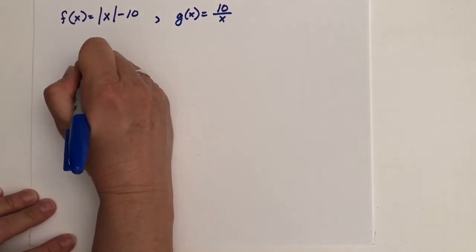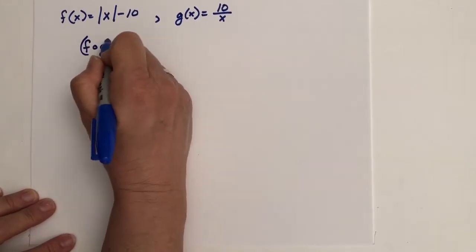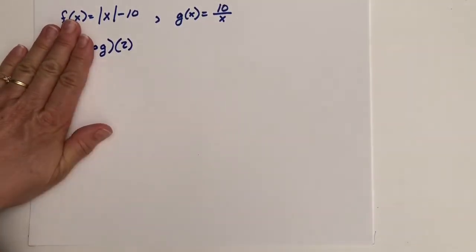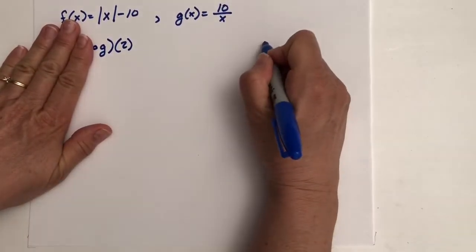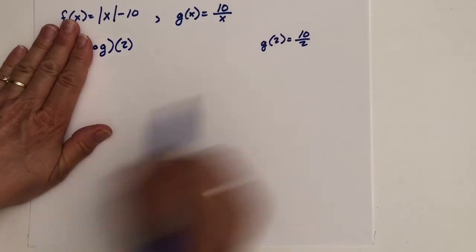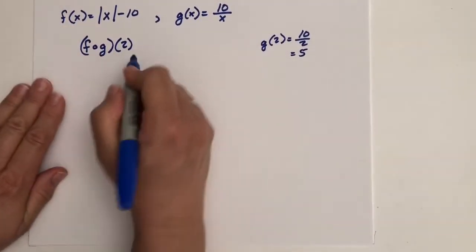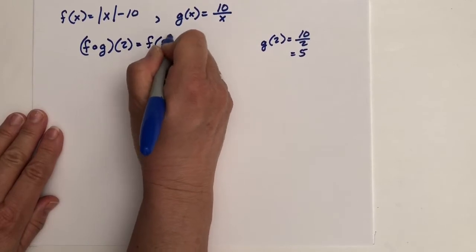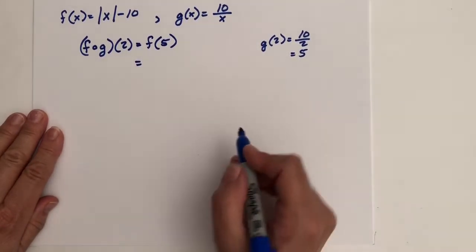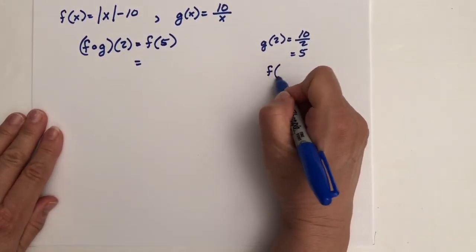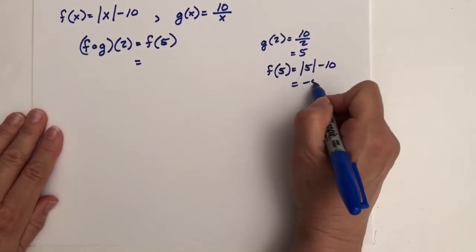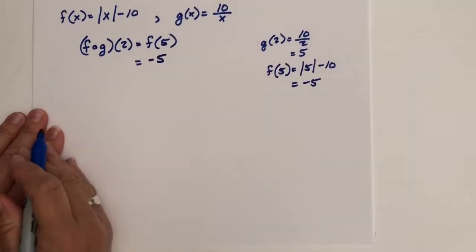Let's calculate f composed with g of 2. Remember, we start with the function closest to our number here. So we'll start with g of 2. I'm going to do my calculation. It's 10 over 2. We substitute the 2 into our function. So we get 5. So now I know I'm talking about f of 5. And I can substitute 5 into my f function. I'm over here on my workspace. Absolute value of 5 minus 10. I hope you can see that that's negative 5. So I have negative 5 as my answer.